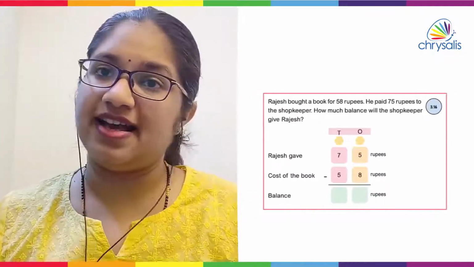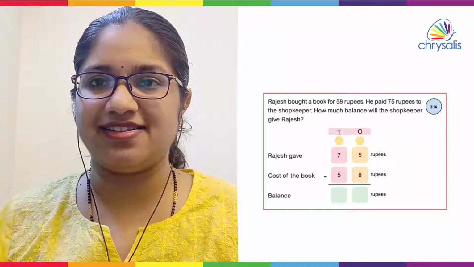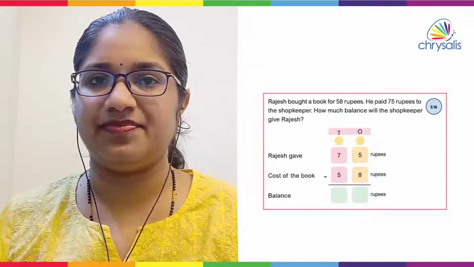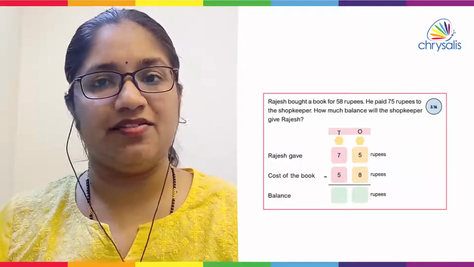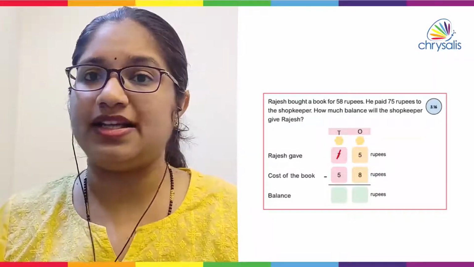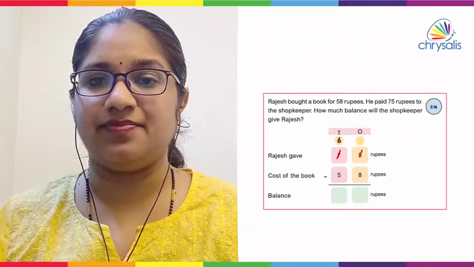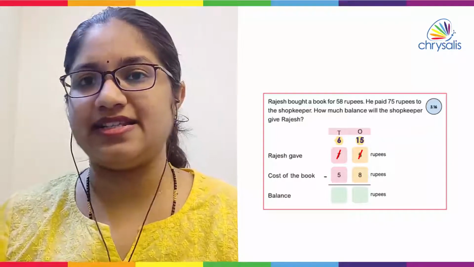Okay children, have we all completed the activity? Shall we check our answers? 75 minus 58. When we subtract the ones place, we have to borrow 1 tens from the 7 tens. So we get 15. 15 minus 8 is 7.